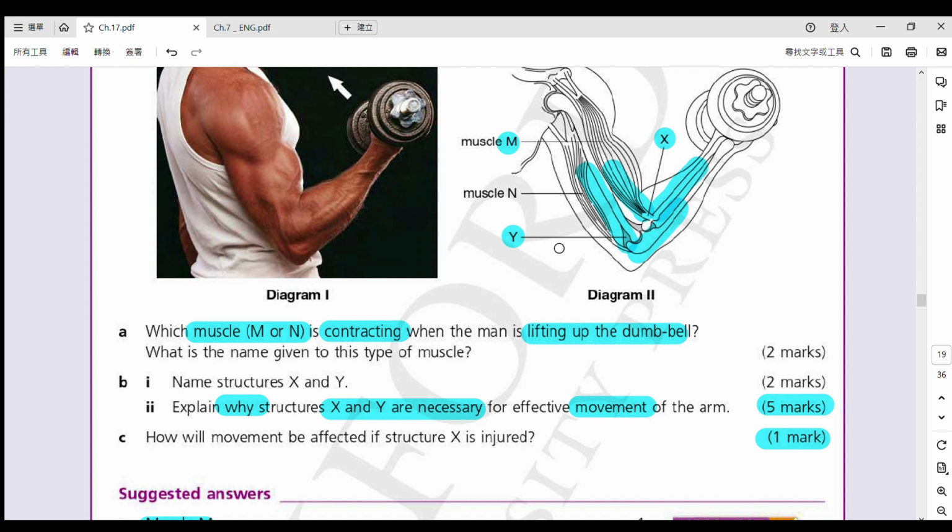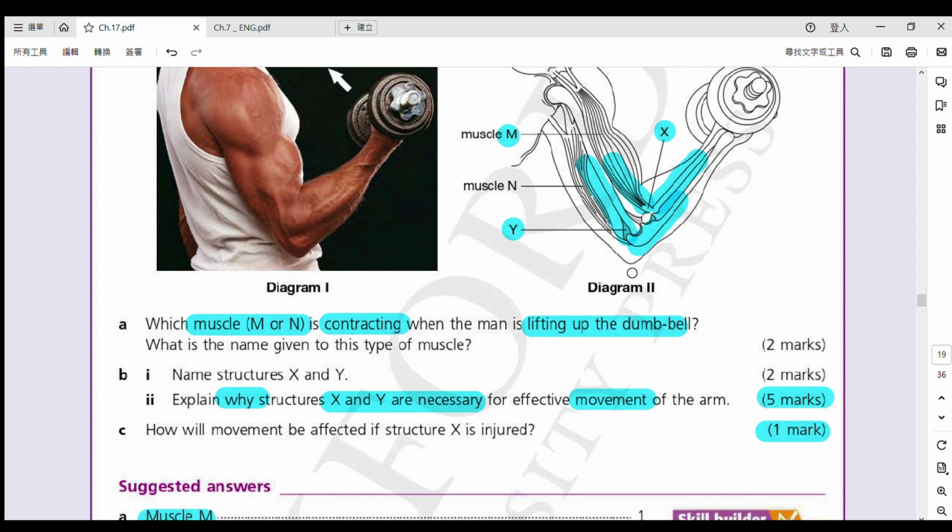What about Y? Y is a ligament. So why is it needed for the movement of the arm? First, it joins 2 bones together. It holds 2 bones together and prevents dislocation of the bones. Therefore it also allows movement of the bone. How does it allow movement? Because it is different from the tendon. It is tough and elastic.